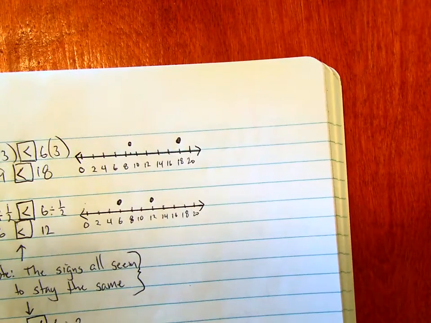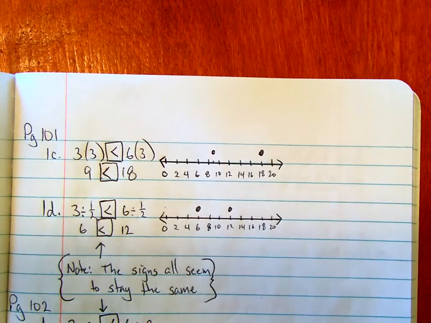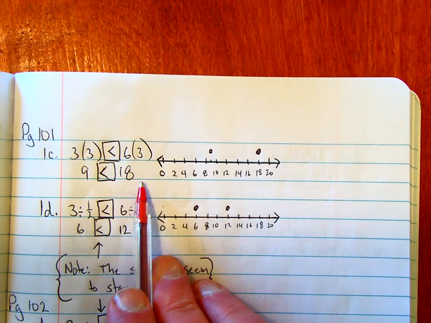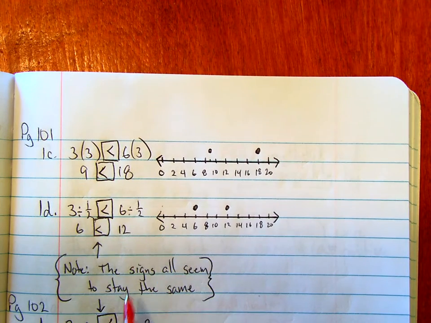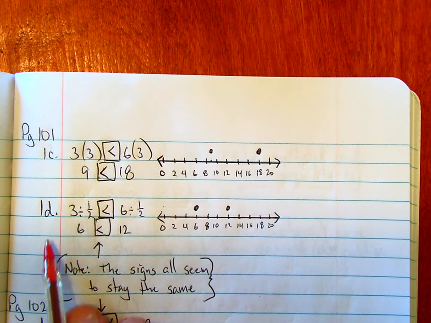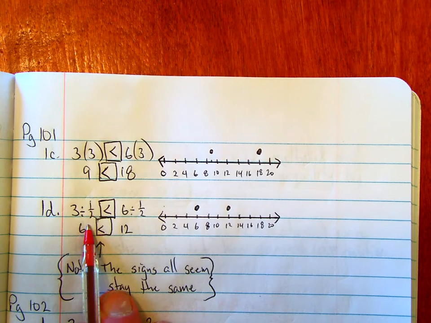Page 101, 1C. Again, multiply by 3. And 9 and 18. 9 is still less than 18. The inequality sign doesn't change. On 1D, divide by 1/2. 3 divided by 1/2 is 6.